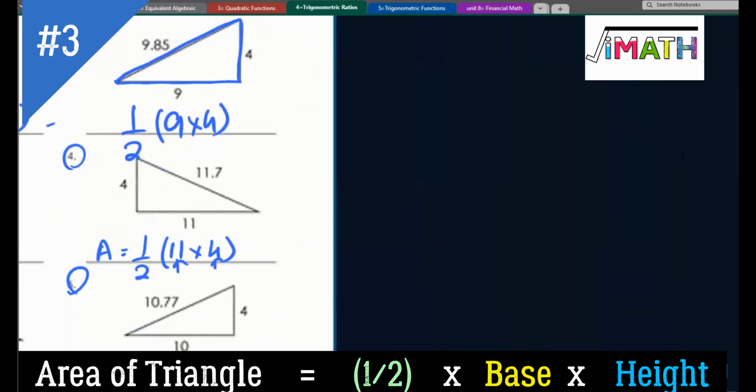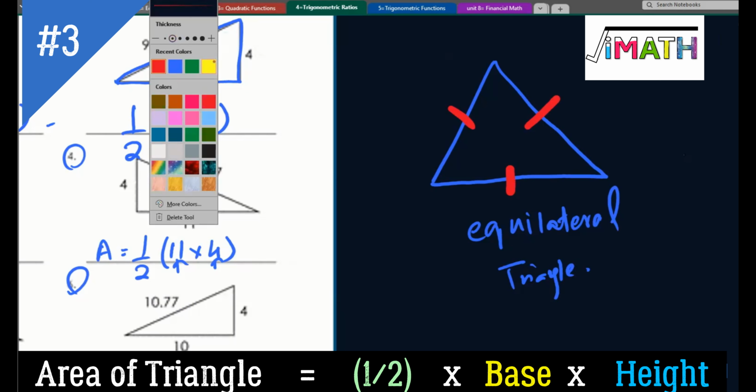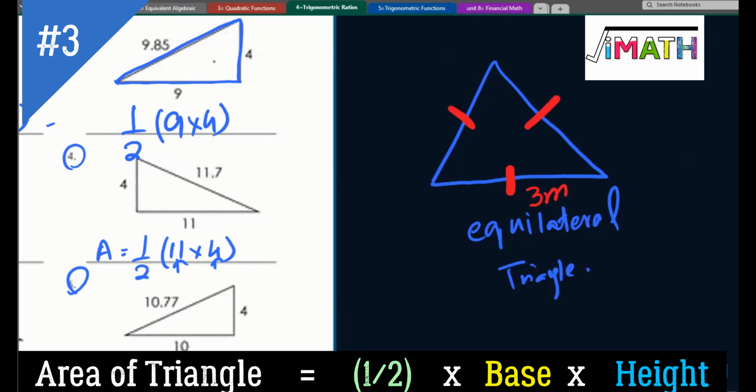So if I have an equilateral triangle here, by equilateral triangle I mean all the sides are equal to each other, and if I give you the length of one side only, that is 3 meters, what do you think is going to be the perimeter of this equilateral triangle?